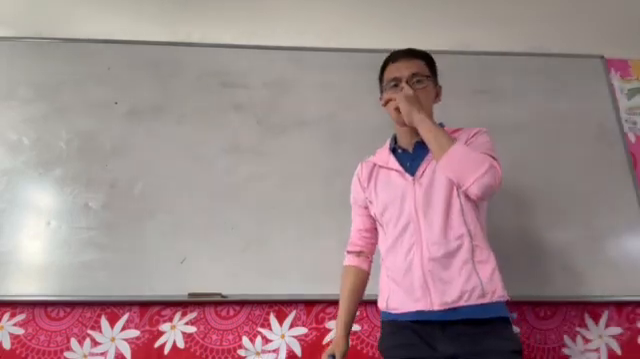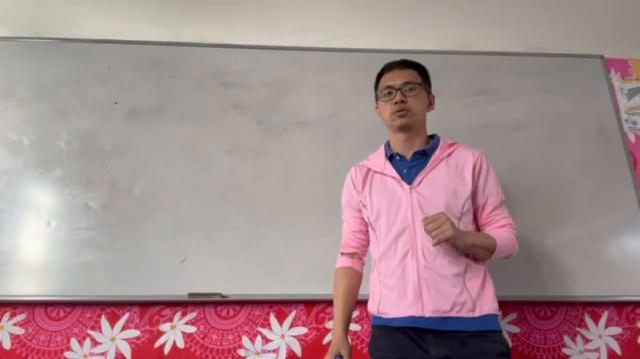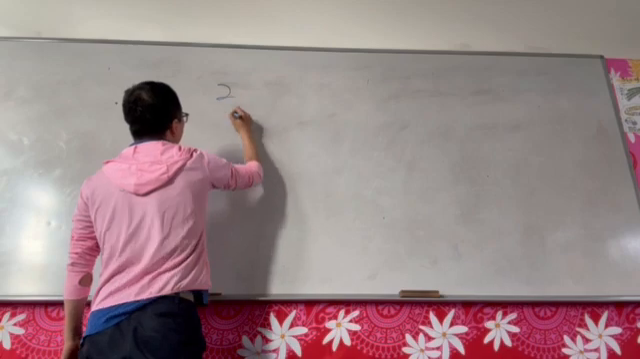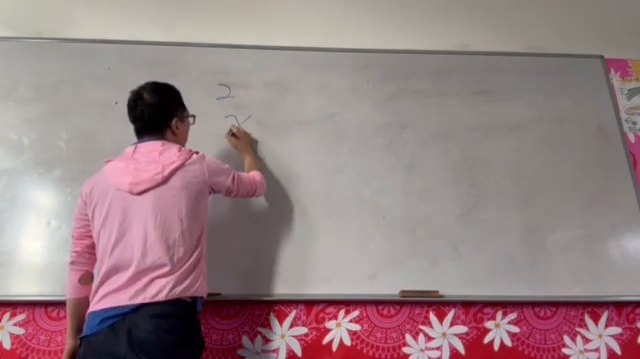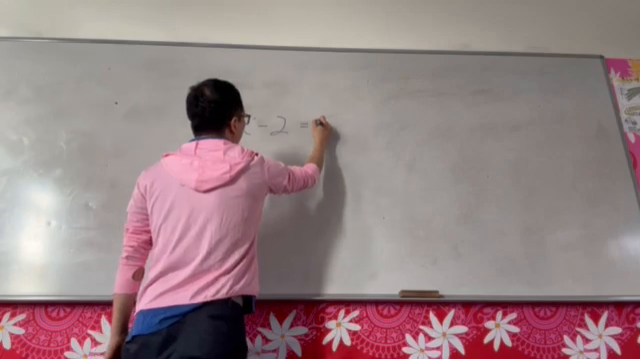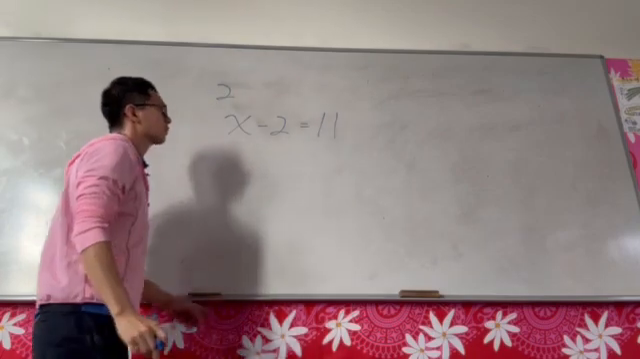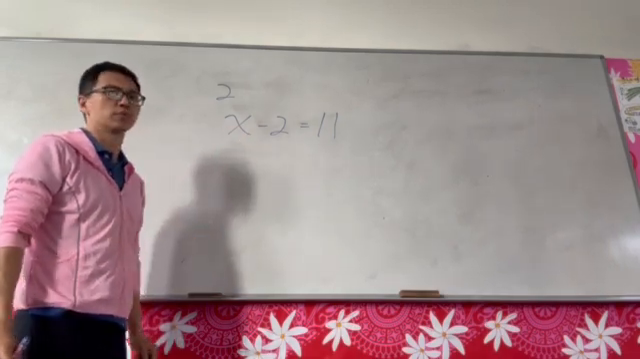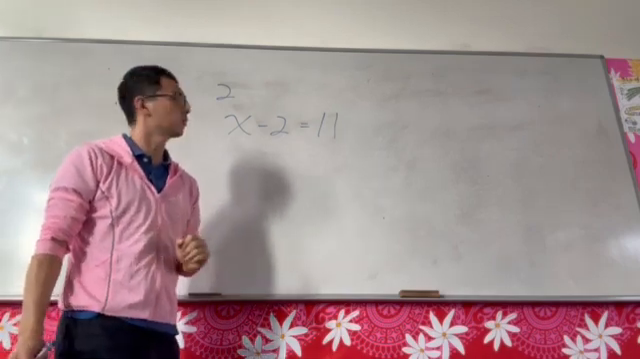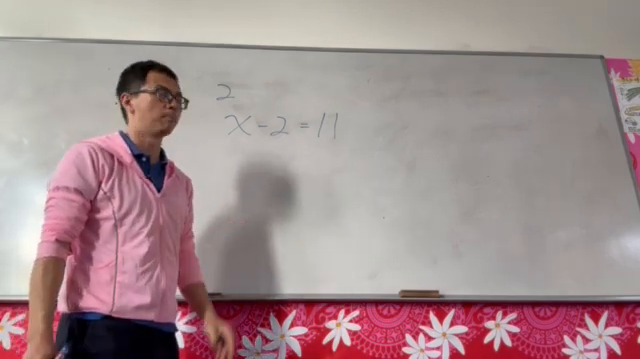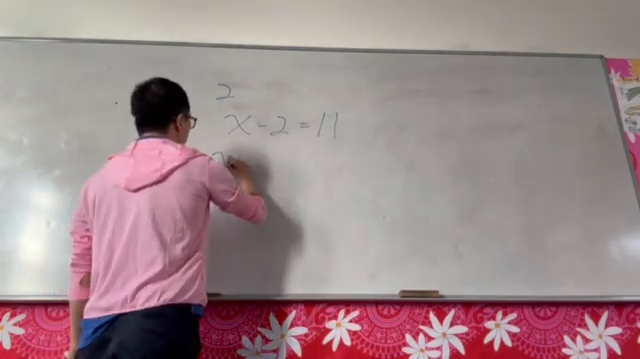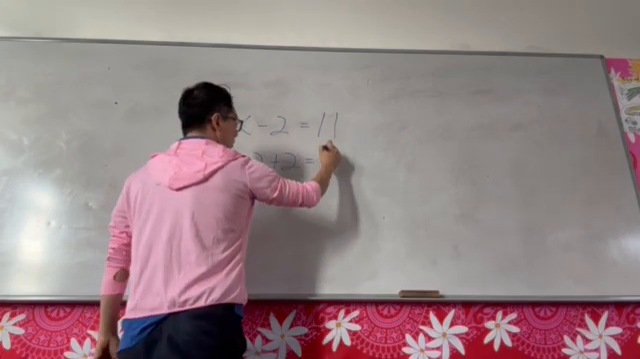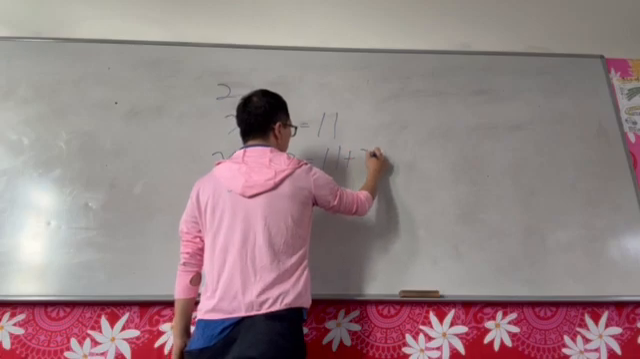Okay, question number 2. We just did addition, so now we're going to do subtraction. Let's say this question is x minus 2 equals 11. Again, we want to isolate the x, so we cancel out this minus 2. How do we cancel out minus 2? We need to plus 2 on both sides. So it's going to be x minus 2 plus 2 equals 11 plus 2.